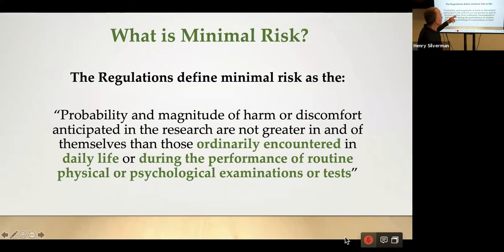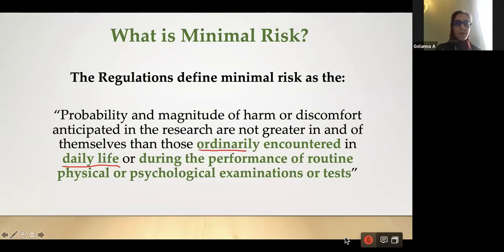So now, having said that, to have a definition of minimal risk, not greater than those ordinarily encountered in daily life, is that helpful? When we want to evaluate a research protocol, what do you think? Is that concept helpful? Yes. Okay, tell me why you say yes.